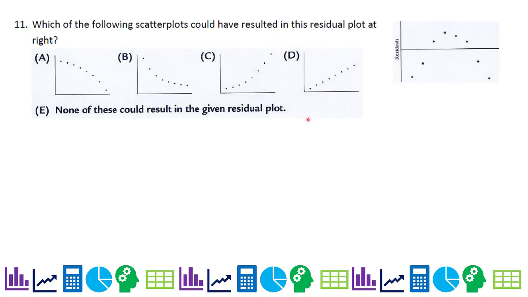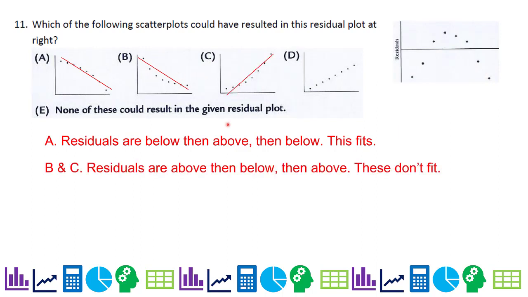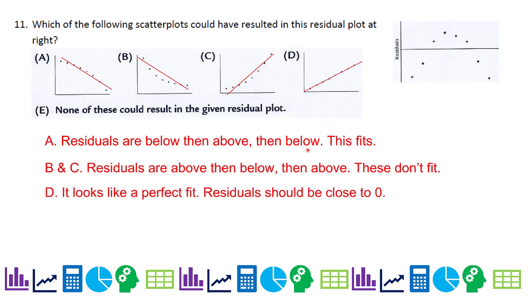Number 11. Which of the following scatter plots could have resulted in this residual plot at the right? So first of all, I'm going to draw a line through it, and then I'm going to look at the residuals. On the first one, the residuals start out below, and then above, and then below. And that kind of fits our curve. See, it starts below, above, and below. For the next two, this one's above, below, above, and so is that one. So these don't fit that graph. And then for graph D, it's pretty close to a perfect fit. The residual should be close to 0. And so E is not right because we did find a fit with A. A is the correct answer.